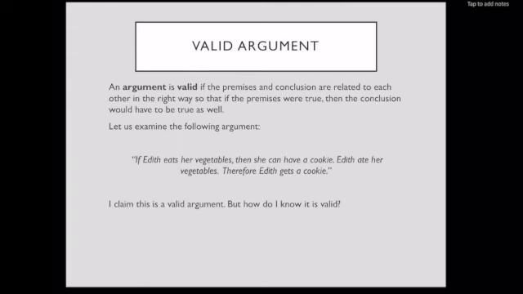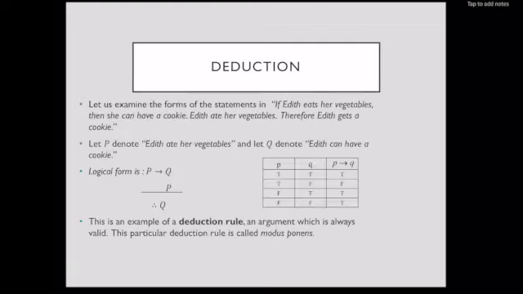An argument is valid if the premise and the conclusion are related to each other in the right way to tell if the premise is true. Here's an argument that makes sense just like the math one. If Edith eats her vegetables, then she can have a cookie. Edith ate her vegetables, therefore she gets a cookie. I claim this argument is valid, but how do I know it's valid? Well, we can solve this using truth tables and using our equivalence laws. Let me show you an example.